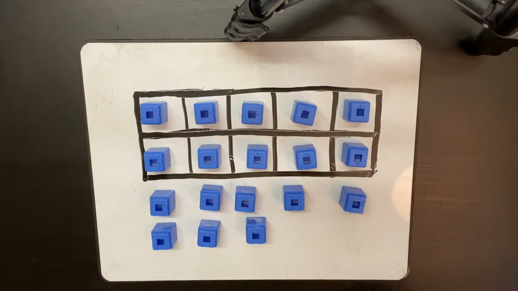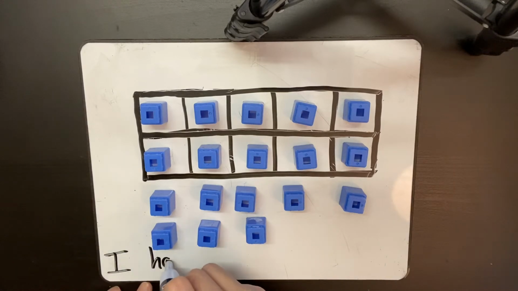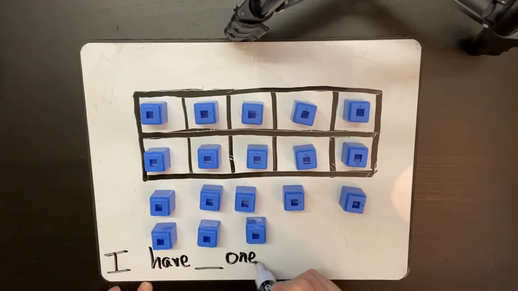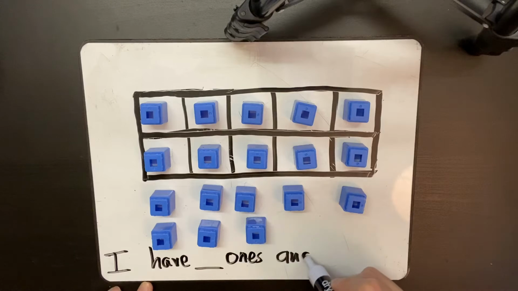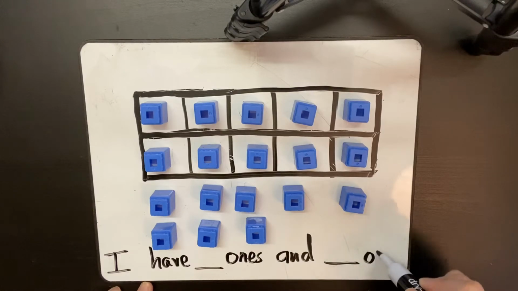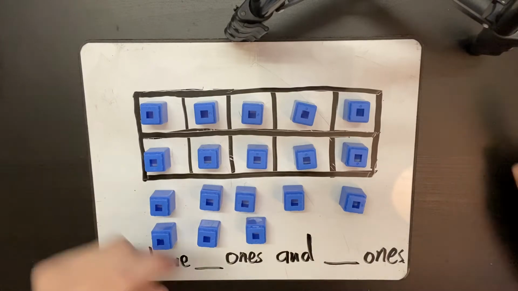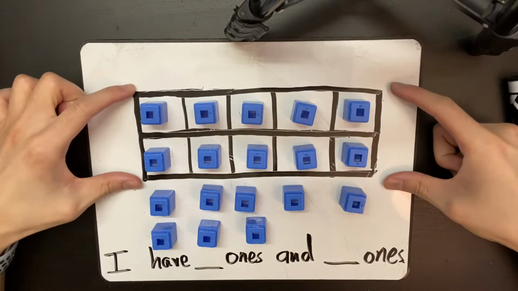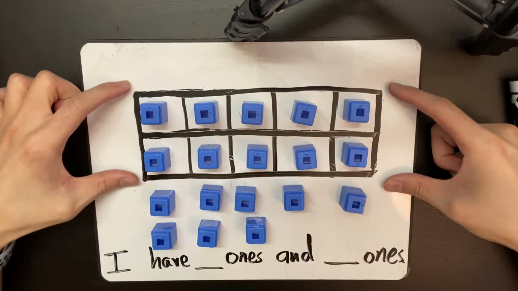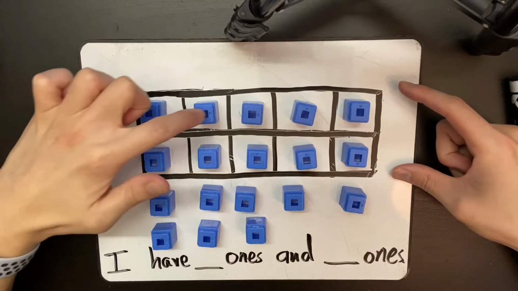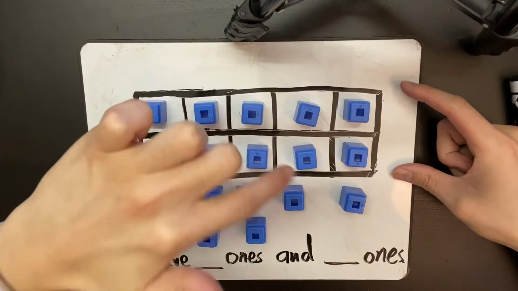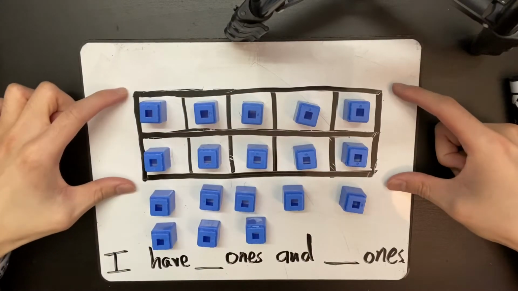So I can write this like this. I have blank ones and blank ones. So let's take a look at what we already did. How many ones did I have here already? Oh, if I forgot, I can count again. 1, 2, 3, 4, 5, 6, 7, 8, 9, 10. Oh yeah, I have 10 ones over here.